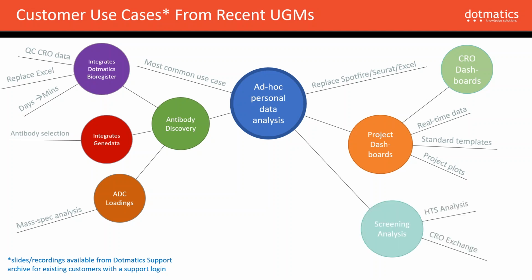On the screening side, this is one of the examples you'll see in a few minutes. Vortex can be used to do very detailed analysis of high throughput screening data, and it's also been used in one case to exchange screening data with CROs. For those companies doing DNA encoded libraries where you need to do the deconvolution of the hits, we've had a couple of talks about using Vortex for that.